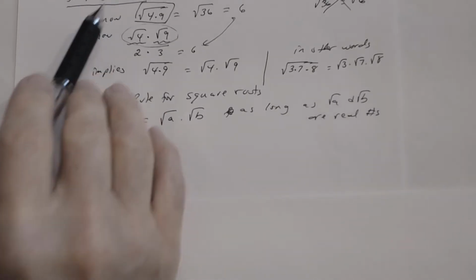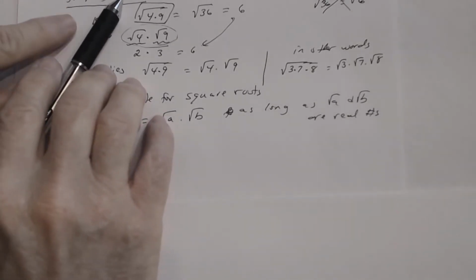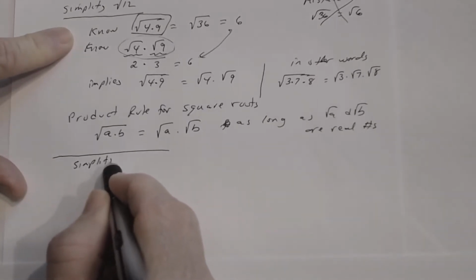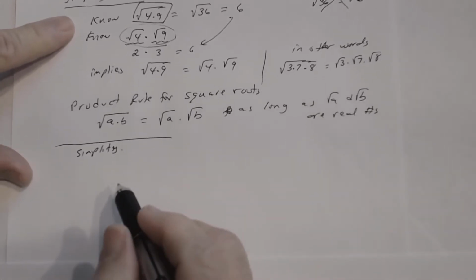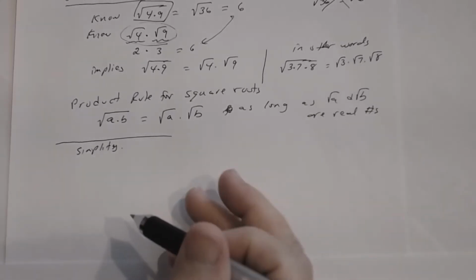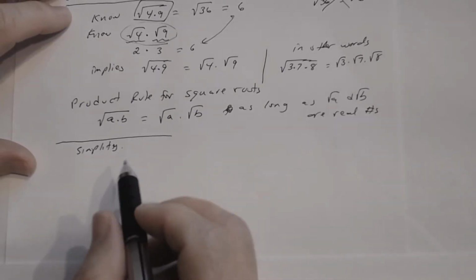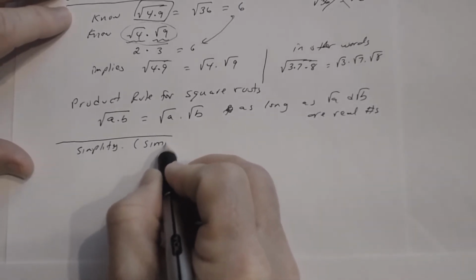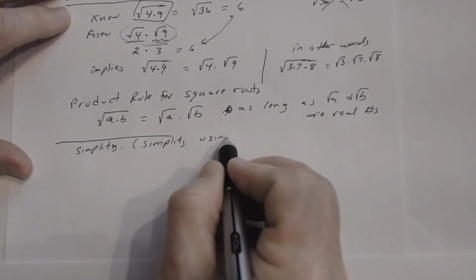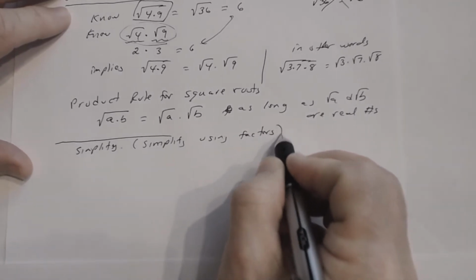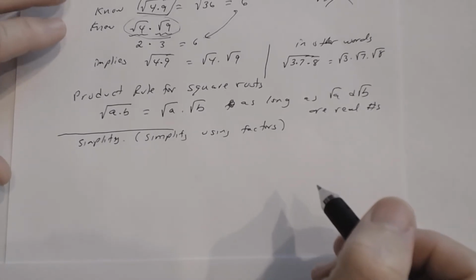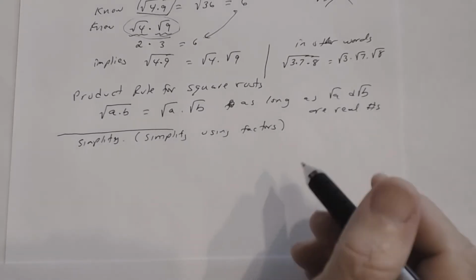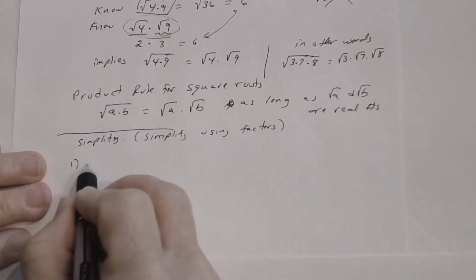let's go back to this example here. So we'll go back to the square root of 12. The directions will say simplify the square root of 12, or simplify. Now let me say this also. Sometimes, depending on your textbook, the directions will say just simplify. Sometimes it may say simplify using factors. And I'll explain what that means in a little while. But simplify using factors. Okay, so number 1, the square root of 12.